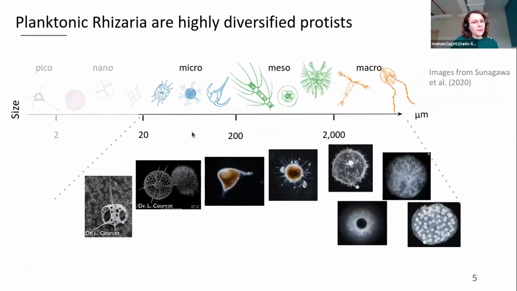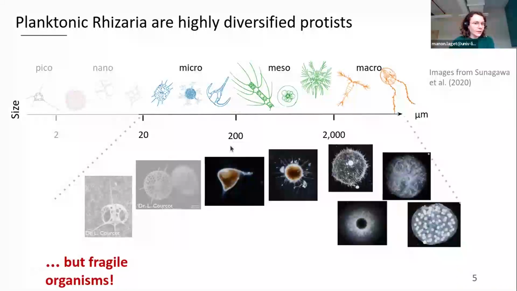In this talk, I will mainly focus on large Rhizaria, above 200 micrometers. But something that makes it difficult to study Rhizaria ecology is that these organisms are extremely fragile, and they often break when we collect them with plankton nets. Also, it is very difficult to culture them, to maintain them alive in vitro, to have information regarding their life cycle or their physiological rates, for example.